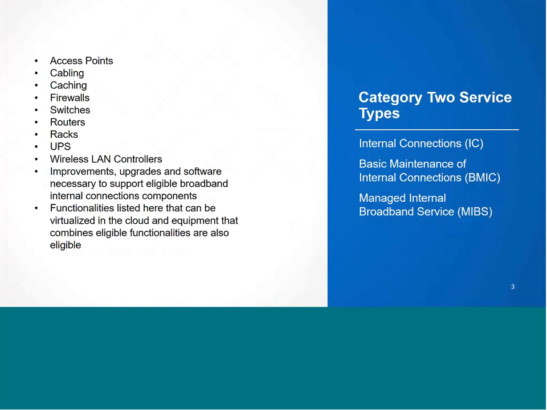If you were on our call this morning, we talked about the differences between C1 and C2. C1 is connectivity to the building. C2 is connectivity within the building. And the service types under Category 2 are internal connections, basic maintenance of internal connections, and managed internal broadband service, MIBS. And in a little bit, we're going to talk about the difference between those service types. But I just wanted to get you thinking: Category 2 is mostly equipment.